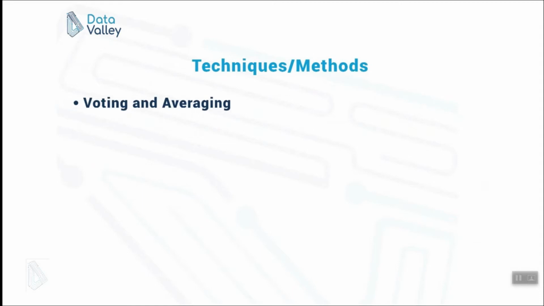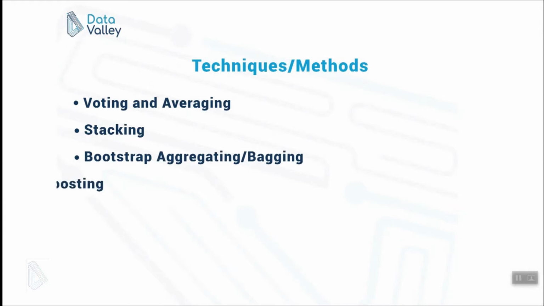The question now is, what are the different approaches in applying ensemble learning? Well, there are four main techniques in applying ensemble learning: voting and averaging, stacking, bootstrap aggregation or bagging for short, and boosting. And in the next few slides, we will go through the idea of each type.